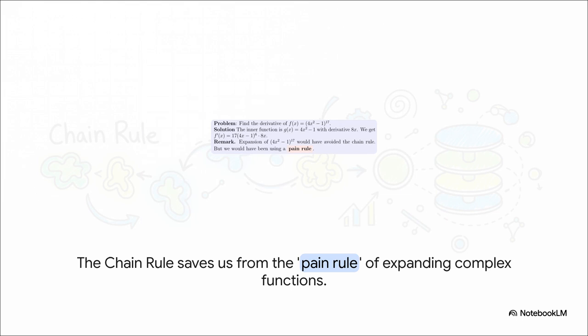So why do we even need this rule? I mean, couldn't we just do it the long way? Well, this slide puts it perfectly. To solve this problem without the chain rule, you would have to multiply that big term by itself 17 times. Yeah, the alternative isn't just a different rule, it's a pain rule.